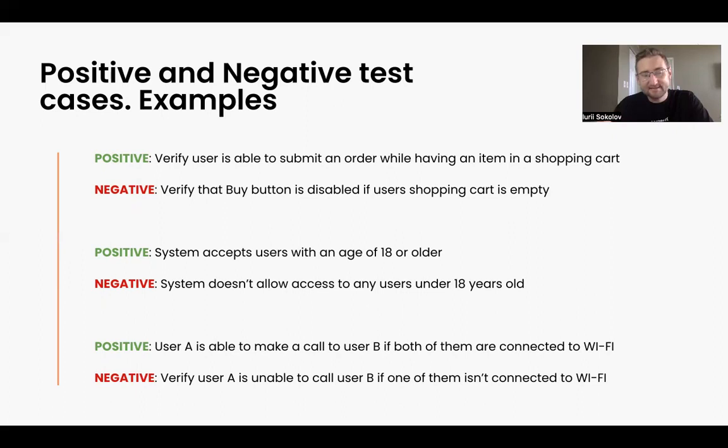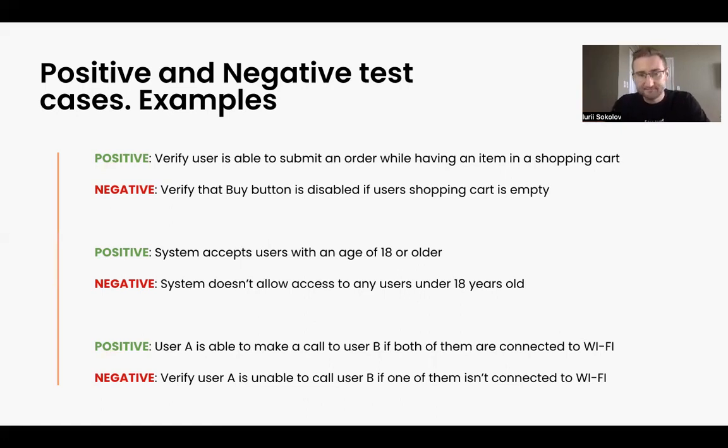And then let's verify with the negative test case how the system behaves if a shopping cart is empty. And again, here it's pretty straightforward as well. Verify that buy button is disabled if user's shopping cart is empty. So in this case, an empty shopping cart is invalid input for our system, because it says I cannot let the user proceed with my checkout while not having any items in the shopping cart.